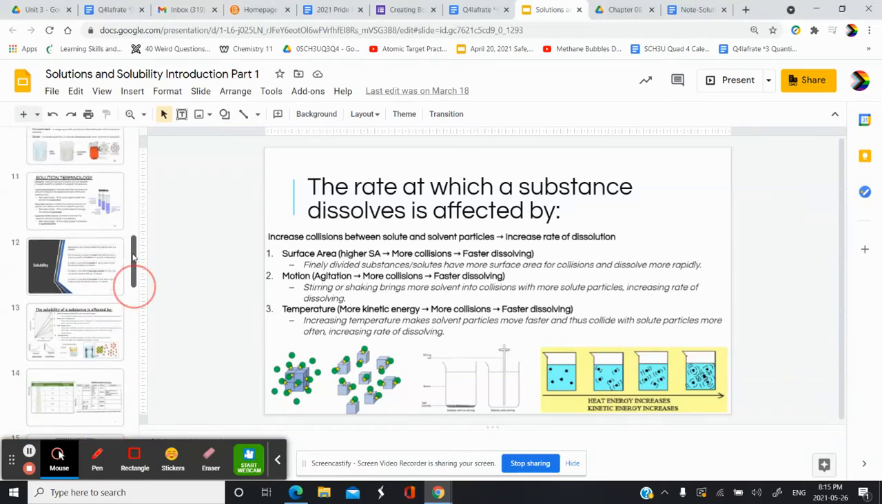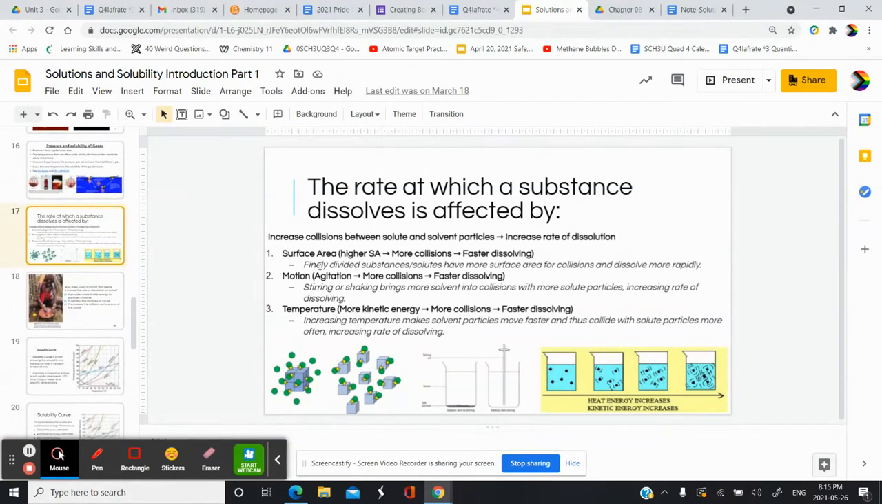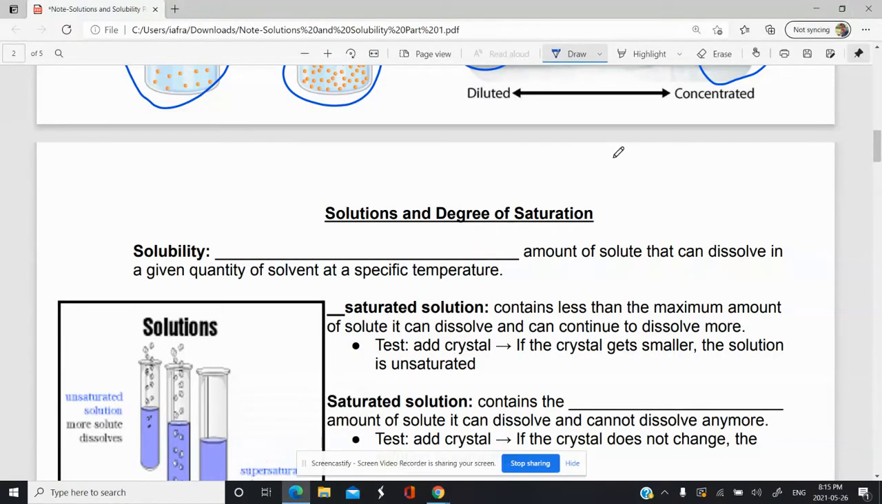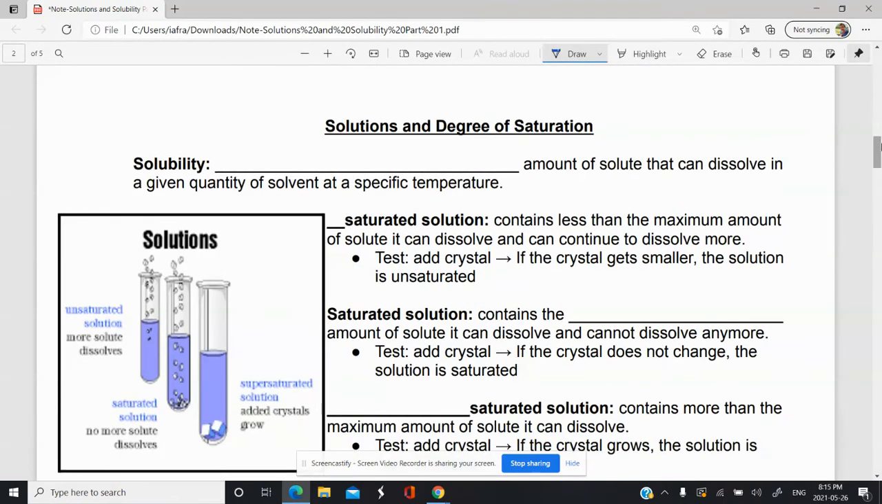In this video, we're going to recap what we saw last video, and then afterwards take a look at factors that affect how fast something dissolves as opposed to just how much dissolves in there. So let's go to our handout here and fill in some blanks.